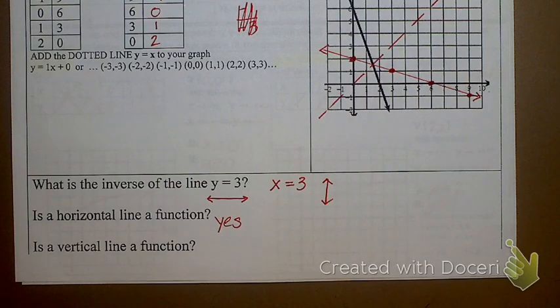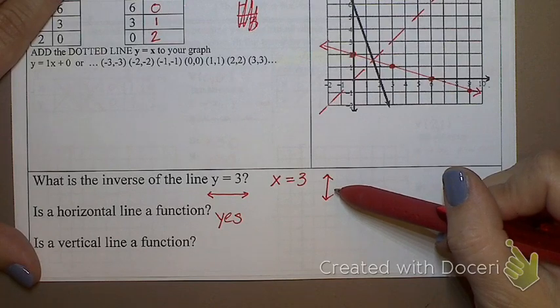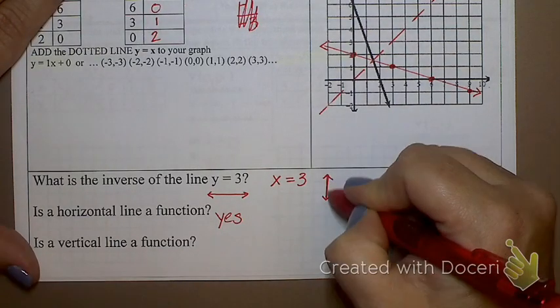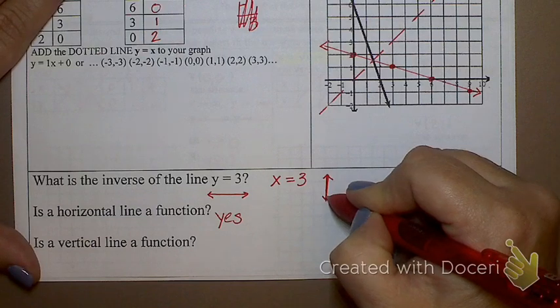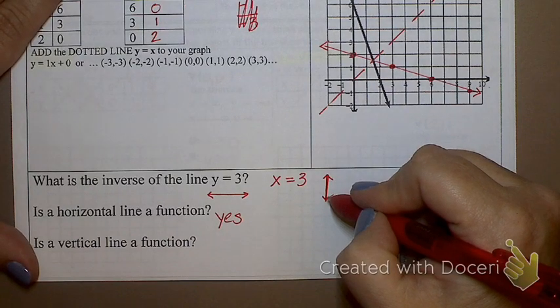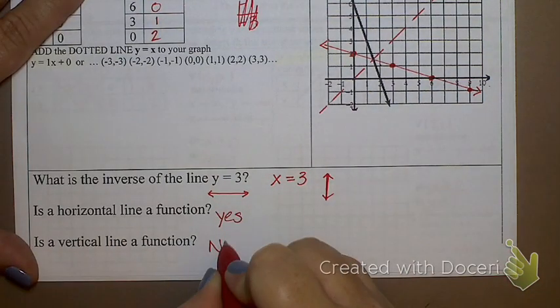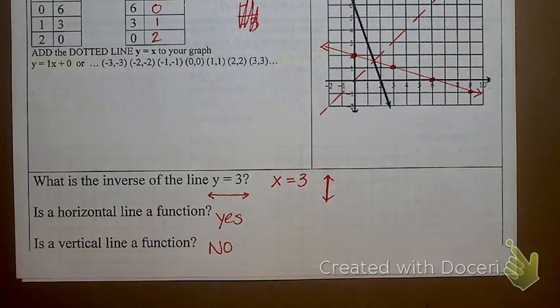Is a vertical line a function? Is there anywhere I could draw a vertical line that it would touch that more than once? If I drew a vertical line right there, it doesn't just touch it once, it touches it everywhere, doesn't it? So it touches it not once, not twice, not 3 times, but an infinite amount of times because it's literally right on top of it. So is a vertical line a function? No. In fact, when it comes to lines, all lines are functions except a perfectly vertical line. It's the only kind that can't be a function.